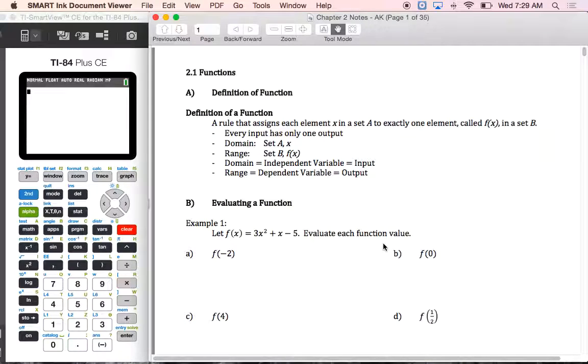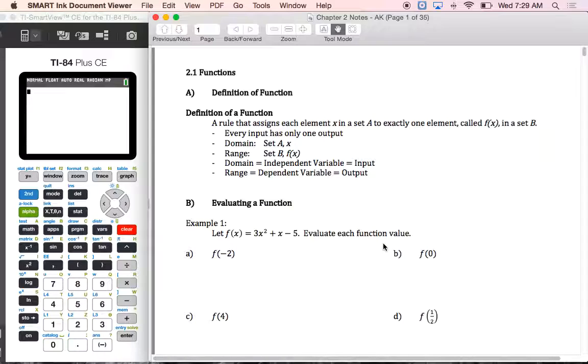Okay, so for 2.1, we're looking at functions. So first off, definition of a function. A function is a rule that assigns each element x in a set A to exactly one element called f of x in a set B. So the easier way to think of this is every input has only one output, or every x only has one y that goes with it.